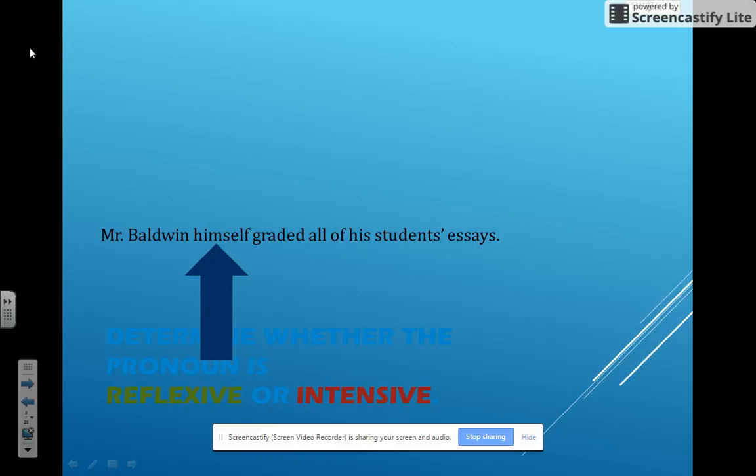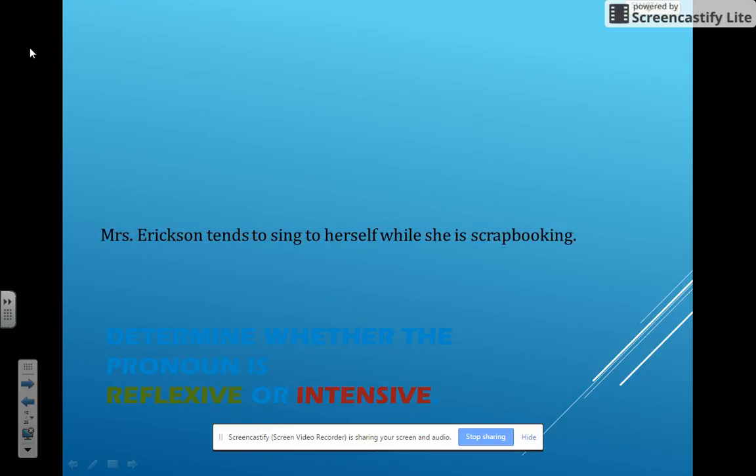So if I say Mr. Baldwin graded all of his students' essays, notice how I can get rid of it. It still makes sense. So this is intensive. Mrs. Erickson tends to sing to herself while she is scrapbooking. First thing we do is look for our self pronoun, which is herself. Ask myself, can I take it out? Mrs. Erickson tends to sing to while she is scrapbooking. I cannot take this out.